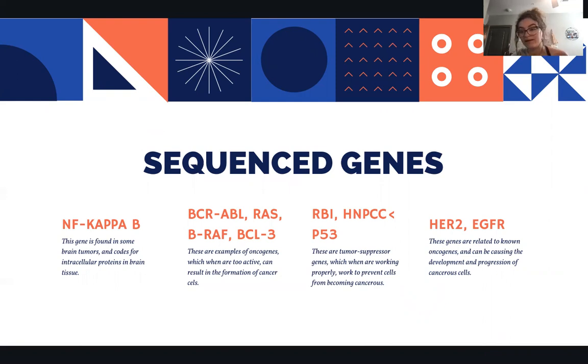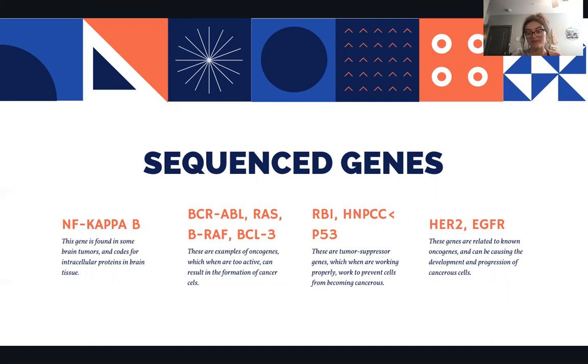Okay, so the first one is NF-kappa B, and this gene codes for intracellular proteins that make up brain tissue. So this gene helps to create brain tissue. But when this gene is mutated, this mutated version is found in a lot of patients with brain cancer. So NF-kappa B was one of the genes that the Cancer Genome Atlas sequenced.